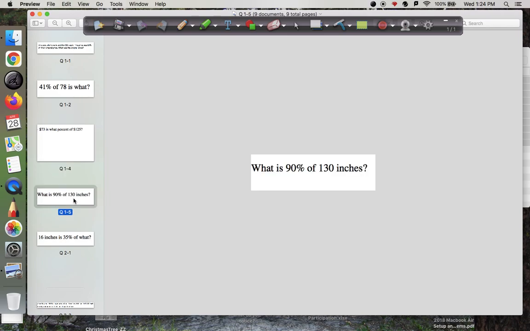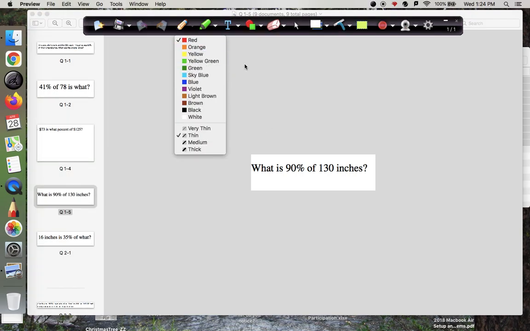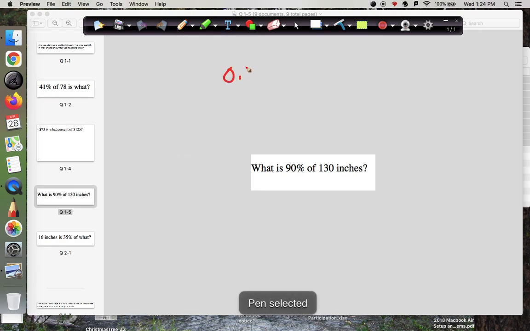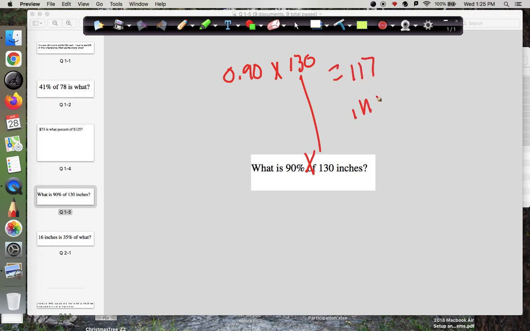Okay, problem number 5. What is 90% of 130 inches? So we're going to, again, translate this into a decimal. 90% is the decimal 0.9. Of is multiplication times 130. So on my calculator, I do 0.9 times 130, and I get 117. So 117 inches on that one. Okay, let's look at the next one.